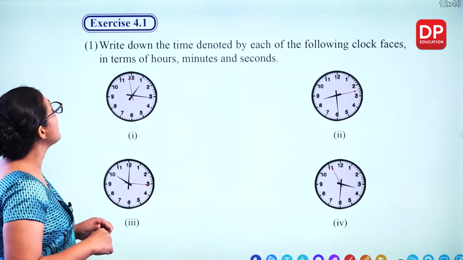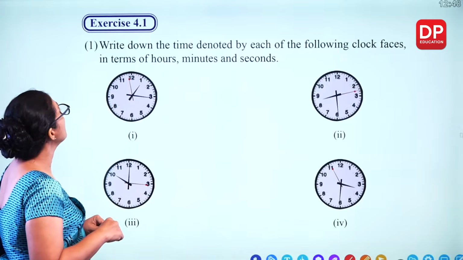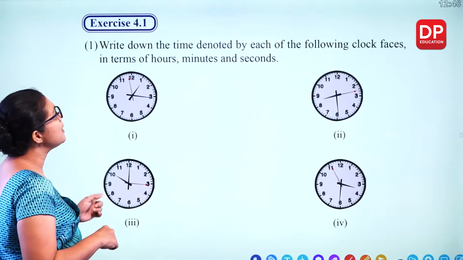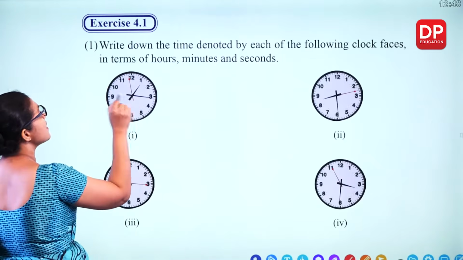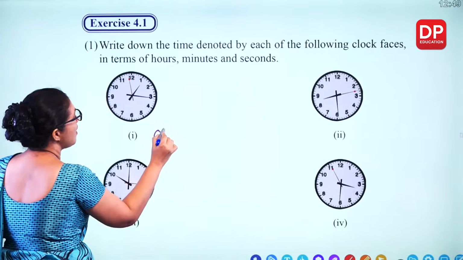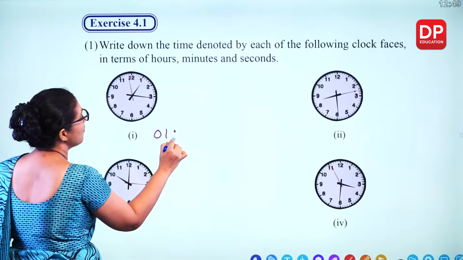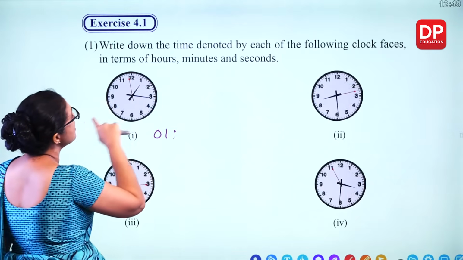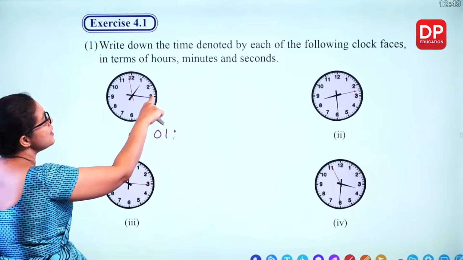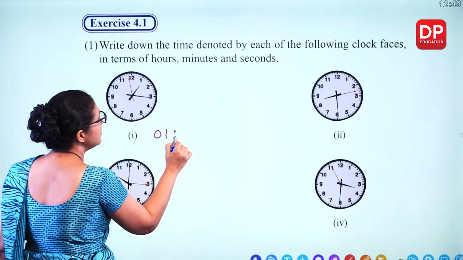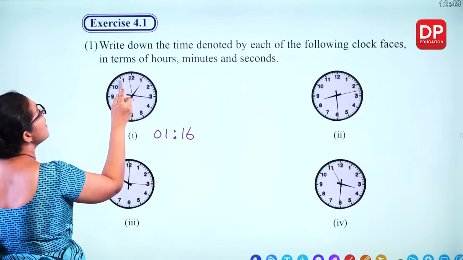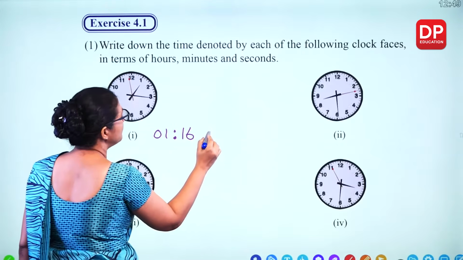Now we'll look at the exercise in your textbook, exercise 4.1. Write down the time denoted by each of the following clock faces in terms of hours, minutes and seconds. So the red color one is the seconds hand. Here 1 hour, and 3 means 15, and this is 16 minutes. And here this is not exactly 12, this is like 59 seconds.